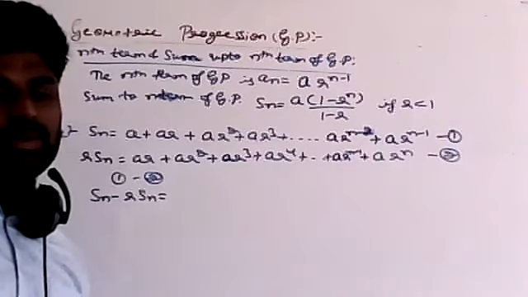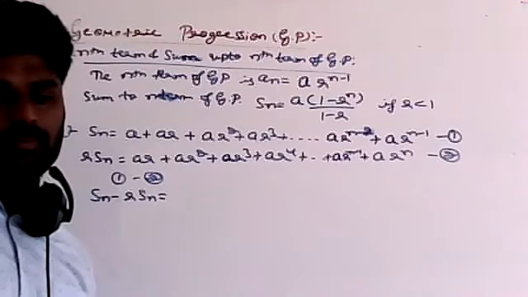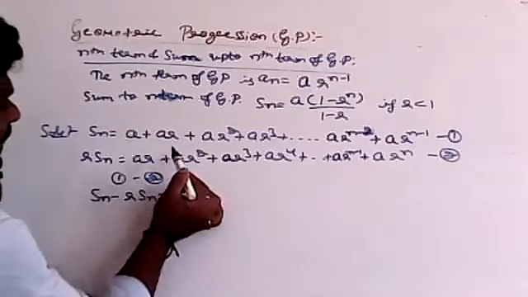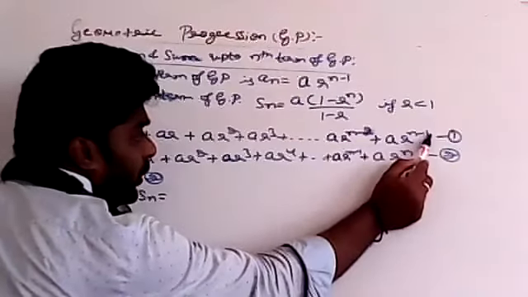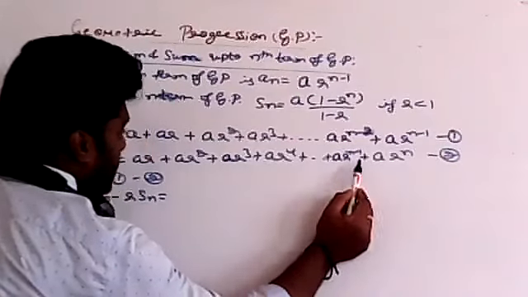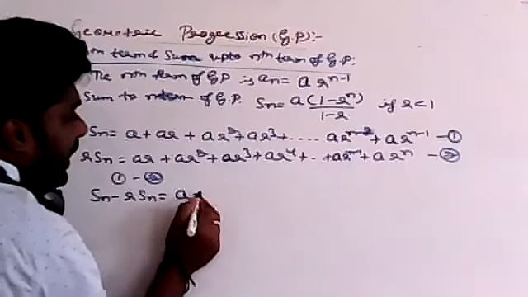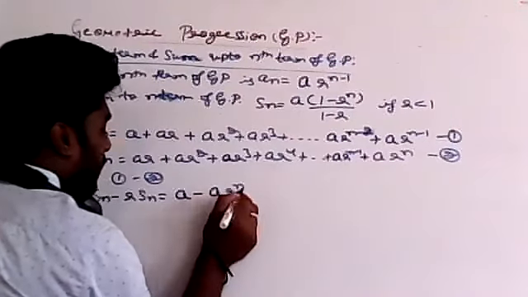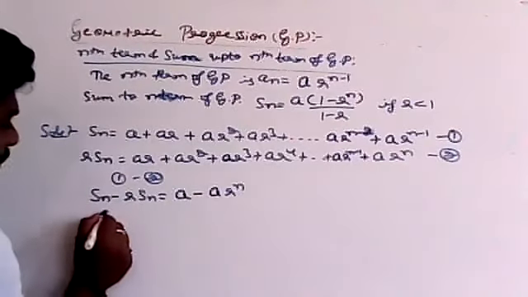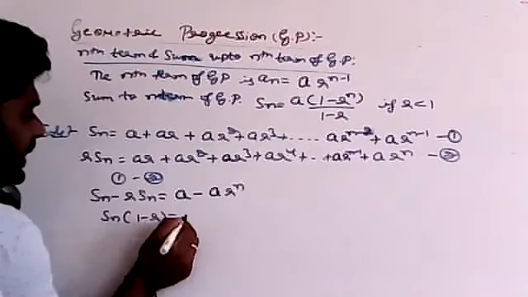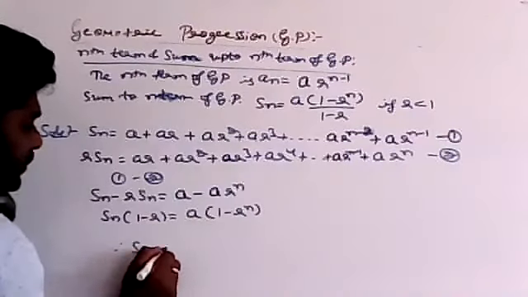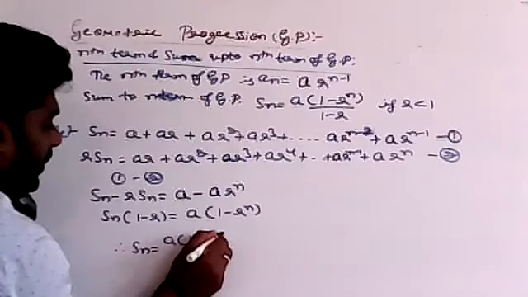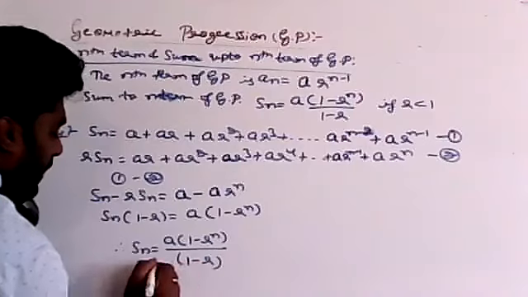What should be the inside term here? Anyone? Yes, good, Anirudh. See, these all get cancelled, no? Plus ar minus ar, plus ar square minus ar square, till plus ar to the power of n minus 1 minus ar to the power of n minus 1 get cancelled. Remaining only the first term minus the last term, that is ar to the power of n. Correct? In this, I'm going to take Sn common, 1 minus r remaining. In this, I'm taking a common, 1 minus r to the power of n remaining. Therefore, Sn equals a into 1 minus r to the power of n divided by 1 minus r.